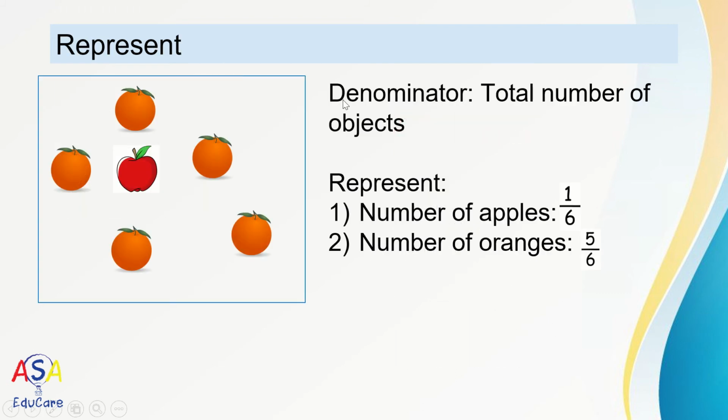Represent. Okay, so first thing, denominator. If we want to do represent, the denominator has to be the total number of objects. So remember we talked about 1 apple and 5 oranges. First we need to find out the total. What is our denominator? So total here is 6. So if the question asks to represent the number of apples, I only have 1 apple. So it's 1 out of 6. Next one, number of oranges. Here I have 5 oranges, so it should be 5 over 6.